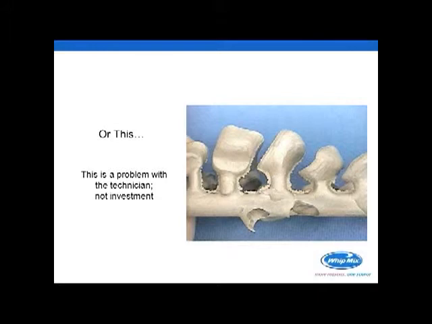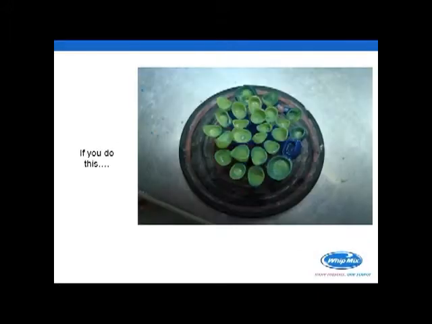This is a technician problem. It's not an investment problem. Okay, now some people have even done this. Some of you are, I'm sure, gasping at this point. Some of you are going, yeah, that's exactly right.